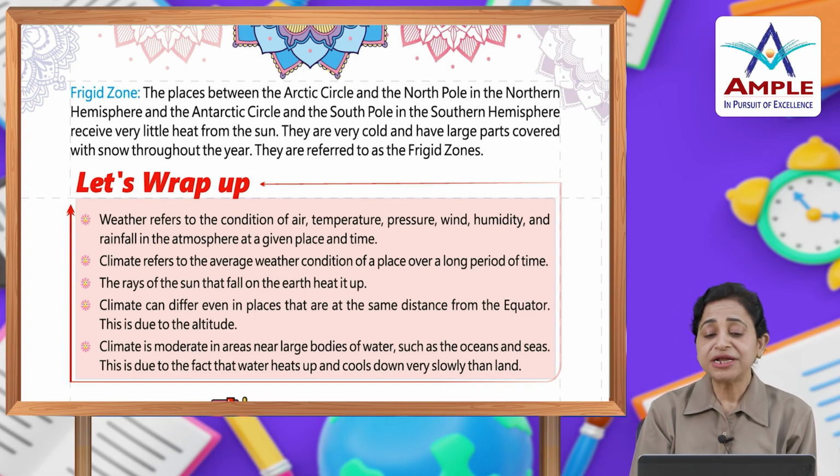The rays of the sun that fall on the earth heat it up. Climate can differ even in places that are at the same distance from the equator. This is due to altitude. Climate is moderate in areas near large bodies of water such as the oceans and seas. This is due to the fact that water heats up and cools down more slowly than land.